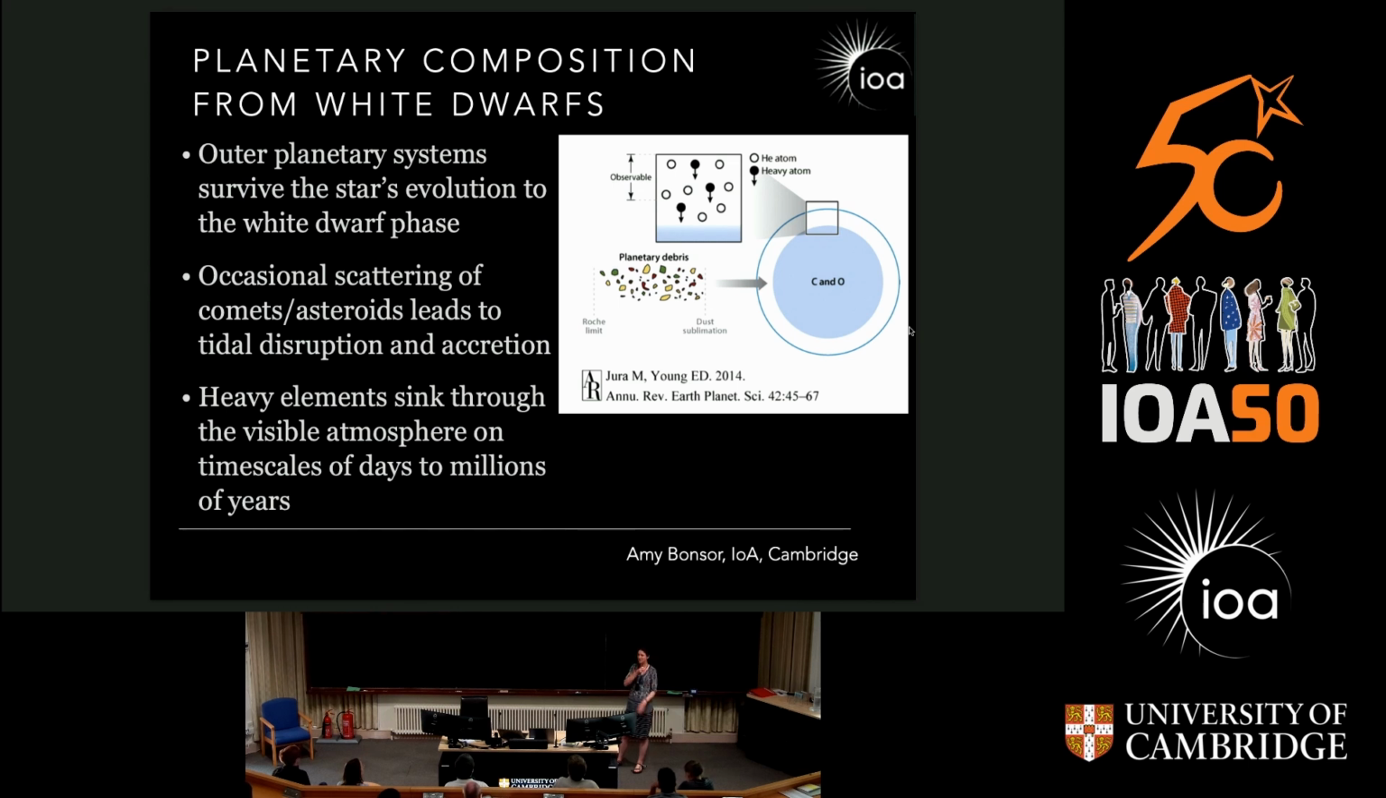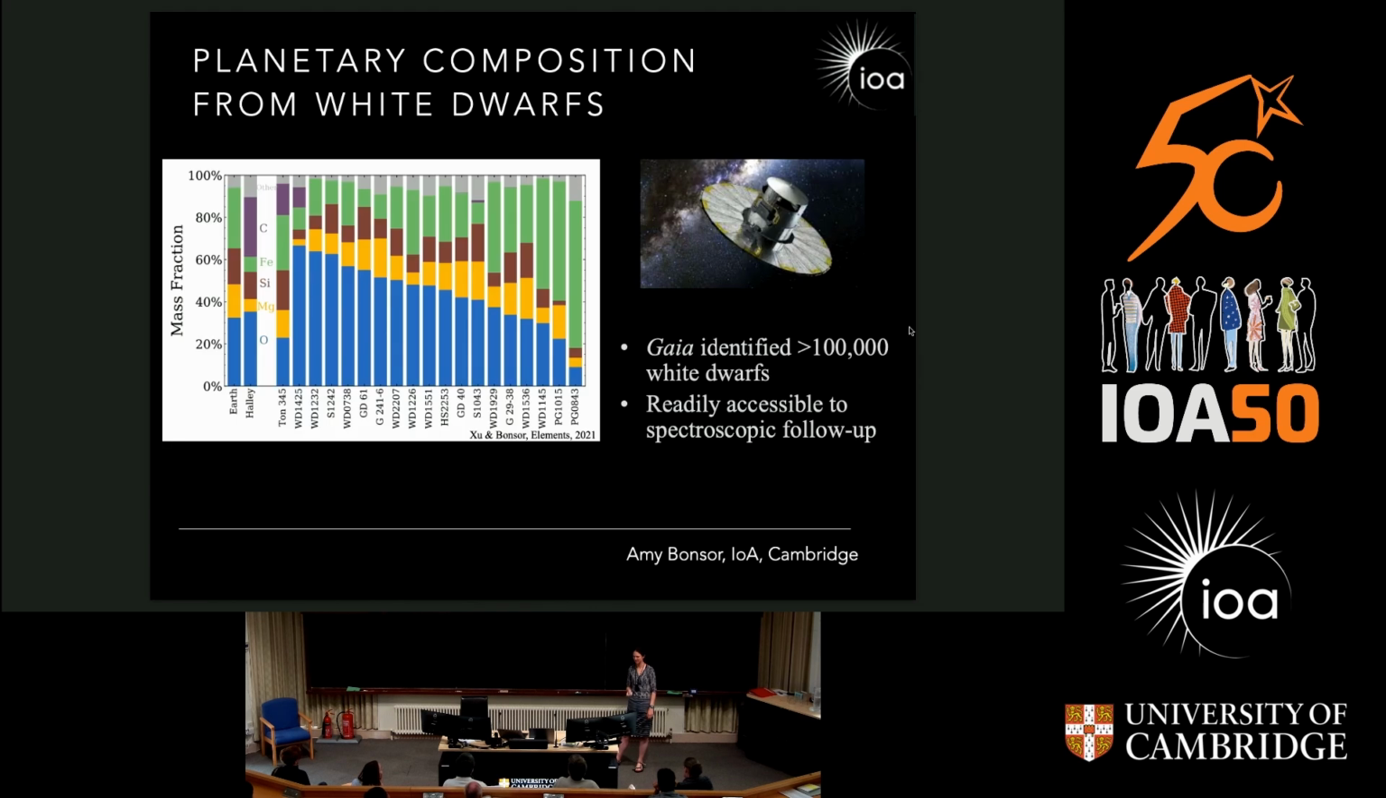And yet when we observe them, a small subset of them seem to have elements heavier than helium in their atmosphere. And so what we think is going on is that these white dwarfs have accreted planetary material. This is an outer planetary system that survived the star's evolution to the white dwarf phase, and there is some occasional scattering of comets or asteroids that end up with a small amount of material, maybe a 10-kilometer sized body, in the atmosphere of the white dwarf, and we can see that in the white dwarf spectra.